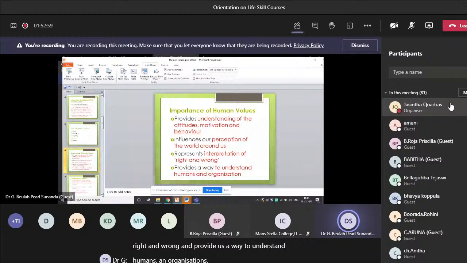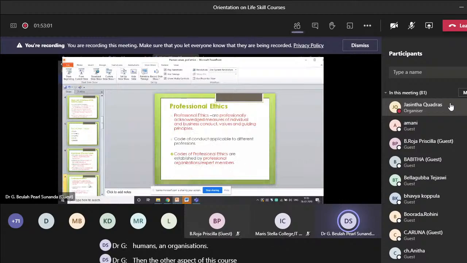Then the other aspect of this course deals with professional ethics. So what are professional ethics? These are professionally acknowledged measures of individual and business conduct, values, and guiding principles. And we do have different sets of codes for different professions. Codes of professional ethics are established by professional organizations and expert members.